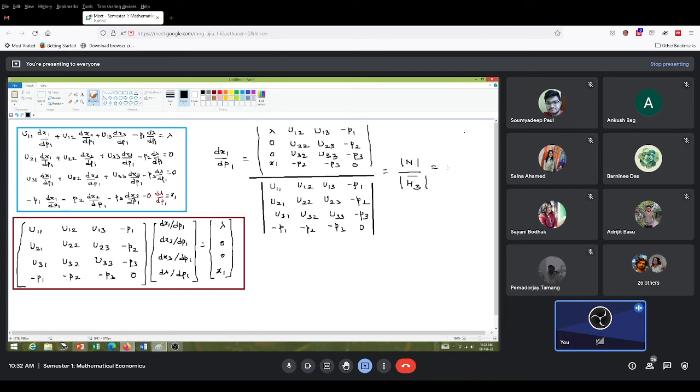So what is this? I'll come to this later, but just at this point, what is H3? What is the sign of H3? Since we are maximizing, it is negative. Okay, now let us look at the numerator. What we can do is expand this determinant taking the first column.